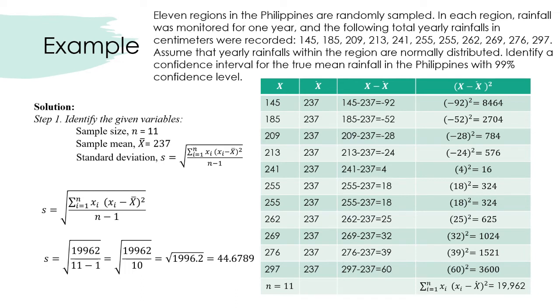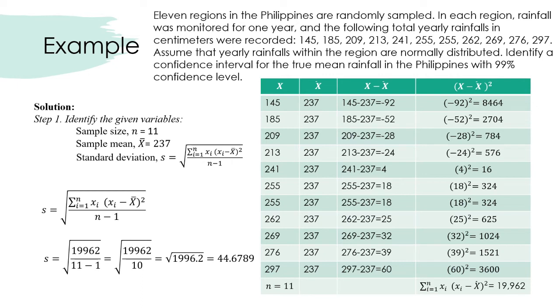Let's now have our standard deviation. S is equal to square root of summation of all your x sub i minus x bar squared divided by n minus 1. For us to compute for the x sub i minus x bar squared, let's have our table.